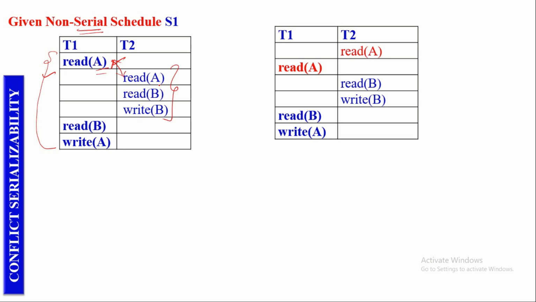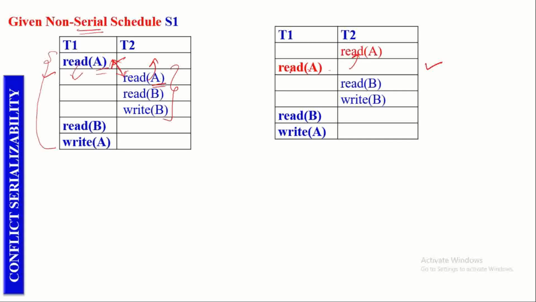These two are non-conflict because multiple transactions can perform a read operation on the same data item, right? So these are non-conflict. Let us swap this read on A down and this read on A up. When we swap it, it comes here and it goes up. So now this is the intermediate result of this non-serial schedule.